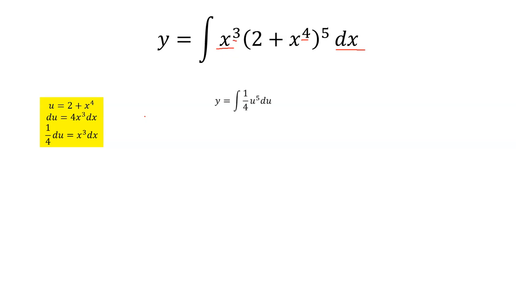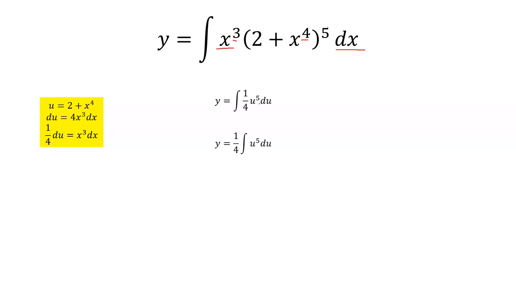So now we have the integration of 1 over 4 times u to the 5th du. So that's that 1/4 of du has been substituted for this. And u to the 5th, this is u raised to the 5th power. So this isn't too tough. Now you look at it this way, which is the whole point of u-substitution. The 1/4 comes outside the integral. And then we just use the power rule to do the rest of the integration.